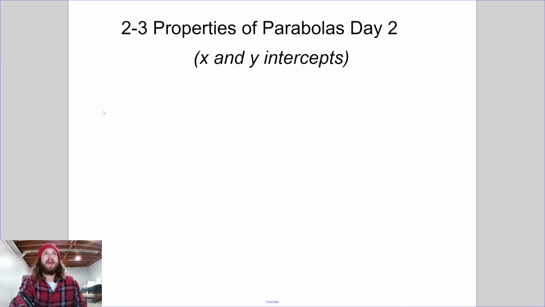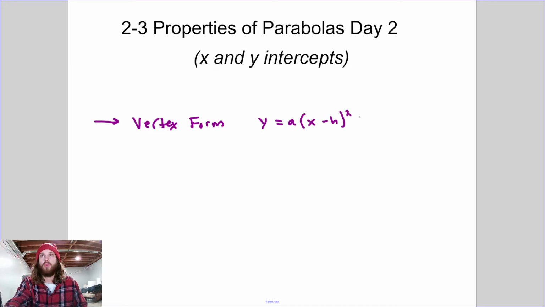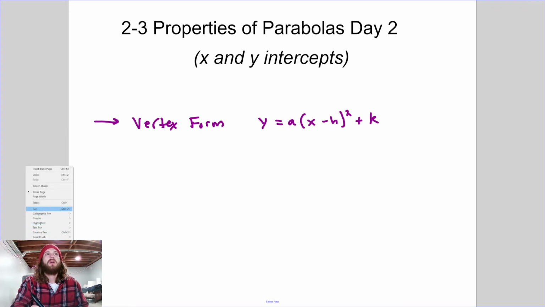So, quick recap. A couple videos ago, we learned about vertex form. Vertex form, also graphing parabolas with transformations, looks like y equals a times x minus h squared plus k. And here we can see the vertex that's present in this equation. It's been shifted over, shifted up, and then remember a changes the shape. So graphing those, we were kind of shifting things around.